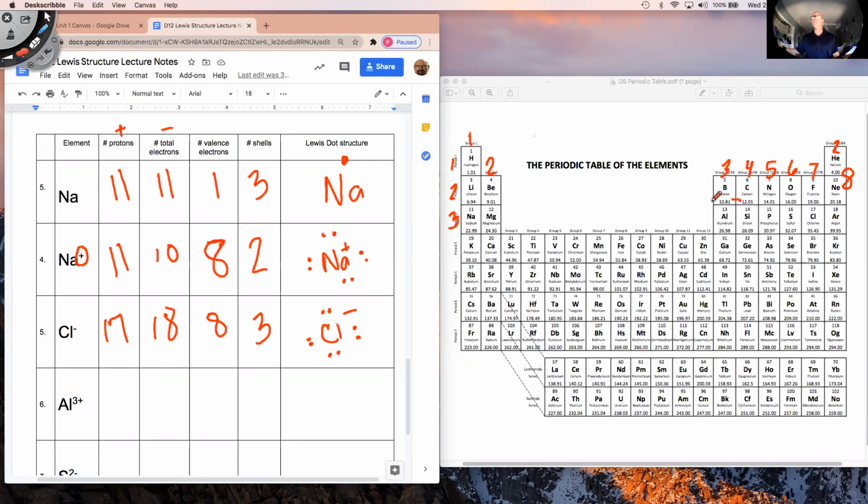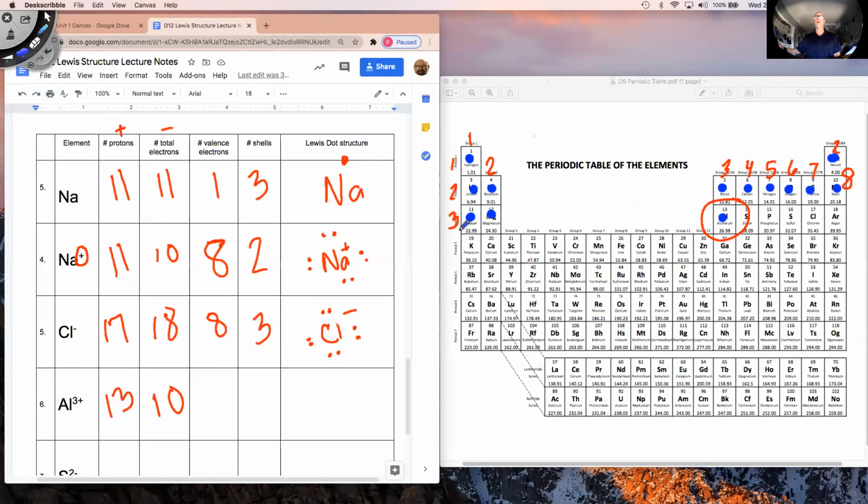So here's aluminum, all right? So aluminum has how many protons? 13. How many total electrons? Well, there's 3 more protons than there are electrons. So that means there's only going to be 10 electrons, because aluminum used to have 13 electrons, but it lost those last ones, right? Because aluminum started off with 13 electrons.